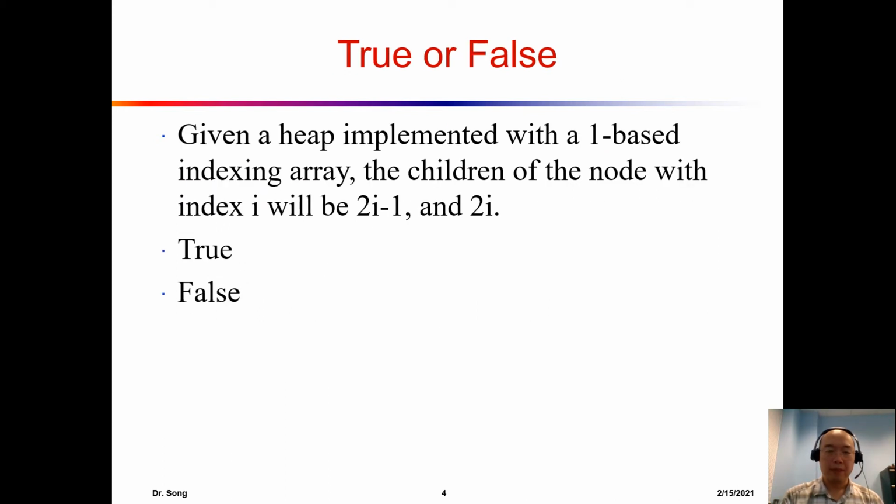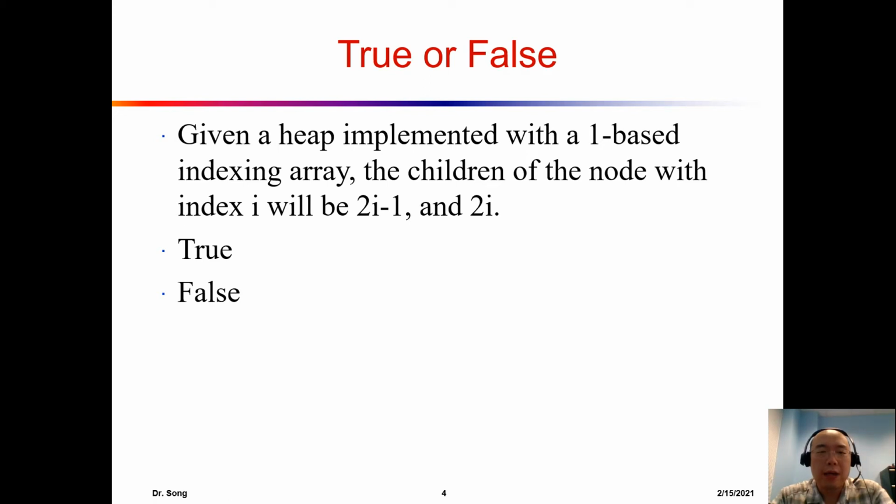Okay, and because a heap is a complete binary tree, the height of this heap should be log n. And a very quick question, true or false? Given a heap implemented using a one-base indexing array, a linear array, the children of the node with the index i will be 2i minus 1 and 2i. Is that correct or wrong? I'm giving you 5 seconds. 5, 4, 3, 2, 1. Okay, so true or false? The answer should be false.